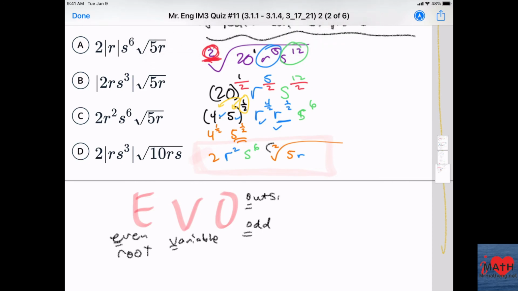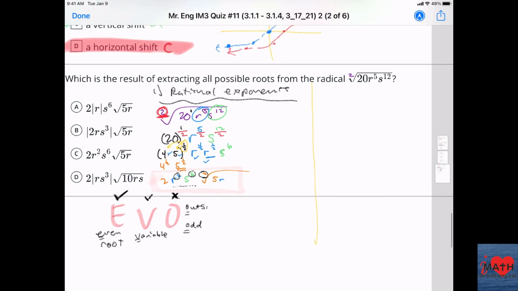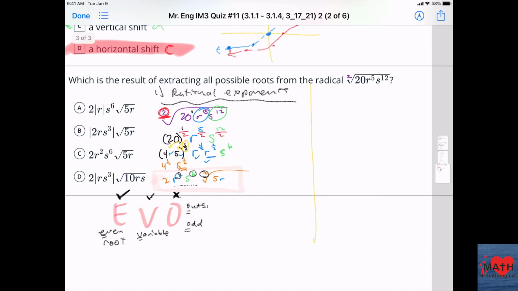Let's go through these. It is an even root, the 2. We're talking about variables, r and s, and on the outside, are any of those odd? Because none of those are odd, the 2 and the 6 are evens, this one does not apply. So I don't have to put it in absolute value. This is one way of solving with rational exponents. Let me show you one other way.